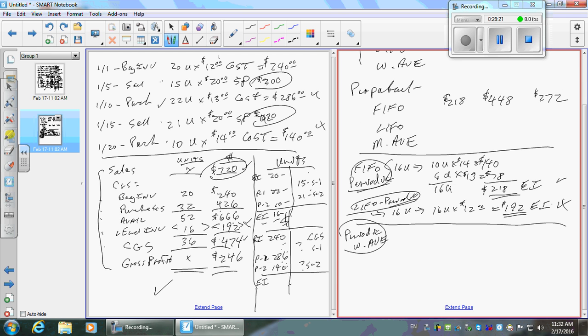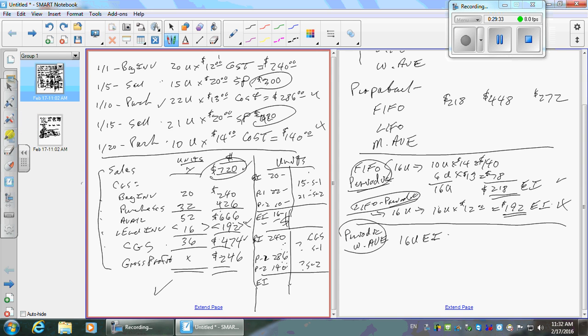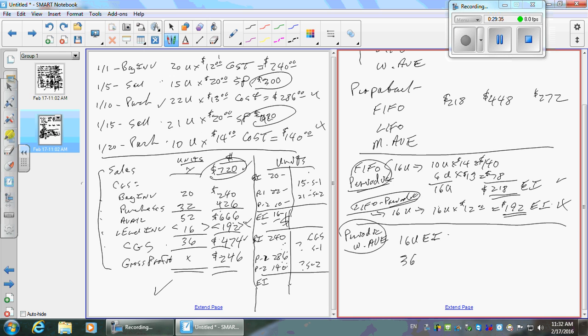What do I got? 16 units in ending inventory. By the way, how many do I have in cost of goods sold? How many units do I sell? Simple with that. It's 36, wasn't it? So I could do both of these. Cost of goods sold. Okay? I'm going to do them at the average. If I knew the average, I could find out what ending inventory is, and I could find out what cost of goods sold is.